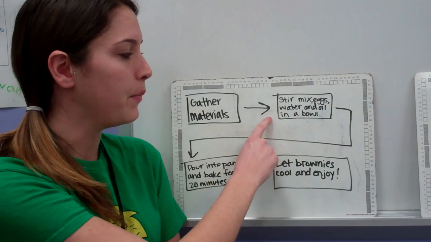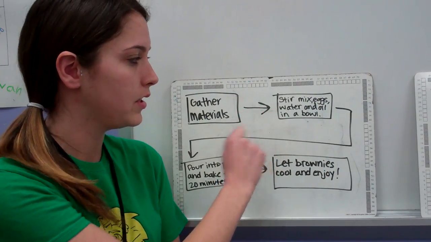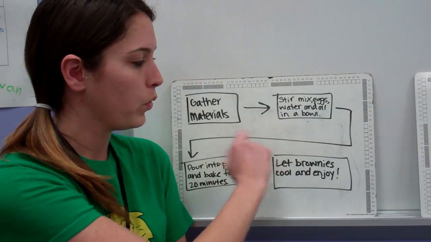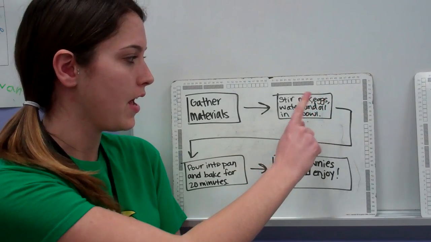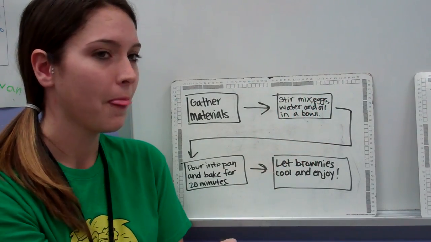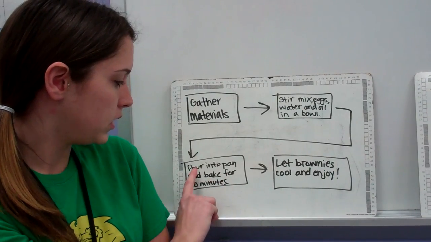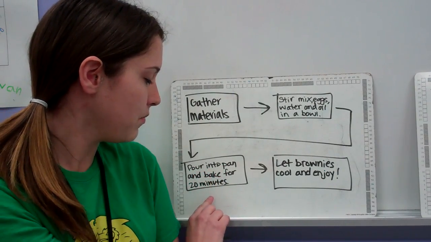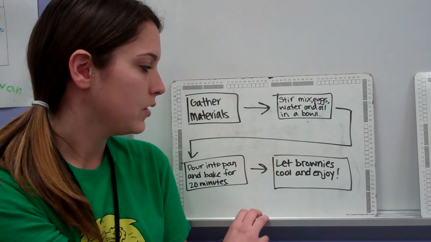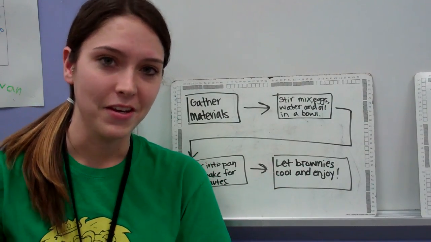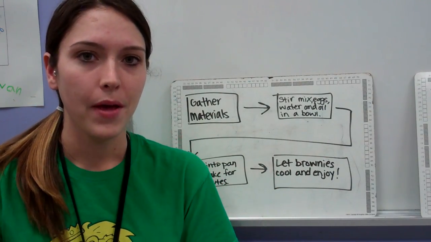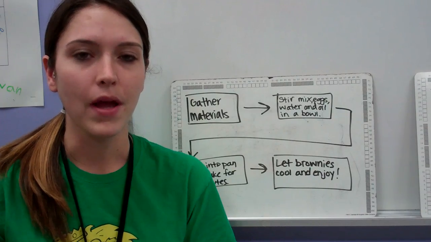The next thing that happened, you can see that an arrow is pointed towards the next box. The next thing that we were asked to do was stir mix, eggs, water, and oil in a bowl. If you follow the arrows, it says the next thing that we were supposed to do is pour into pan and bake for 20 minutes. And the final box would be to let brownies cool and enjoy. Using a flow map helps us organize these events that we might read about.